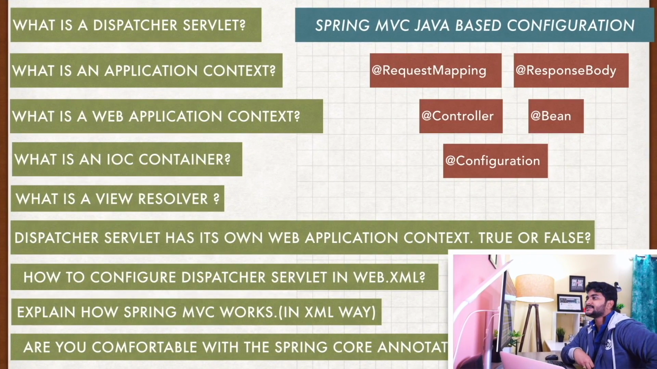which can actually handle that incoming request. The next question is, what is an application context? What is a web application context? And what is an IOC container? It's pretty simple. We already know about Spring container, right? The IOC container, there are different types of IOC container. I told you previously, application context, bean factory, web application context, these all are containers.